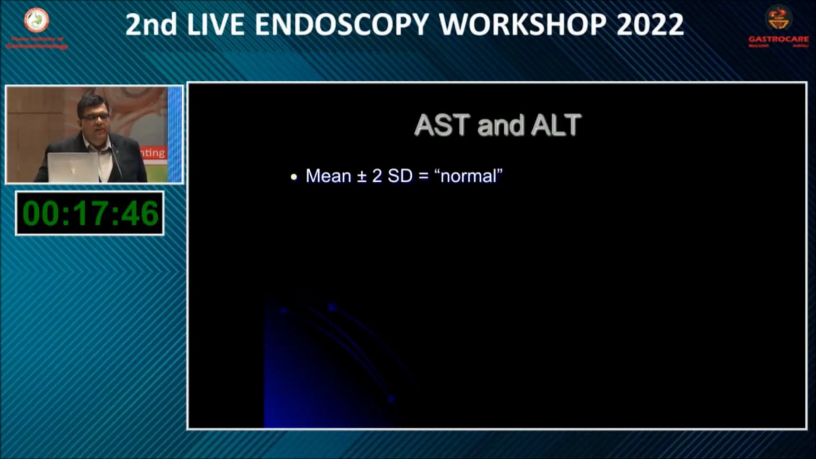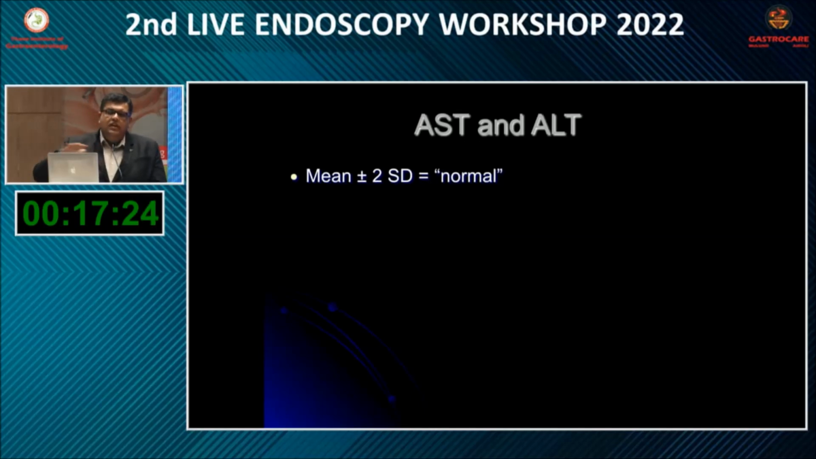So if you look at different labs, some labs in South Bombay give a value of 64 as the upper limit of normal. There are certain labs which will give you a value of 45. Then there are certain labs which give you a value of 40. Then there are certain labs which will give you 32. So why all this confusion? This confusion is because of how we have defined normal.